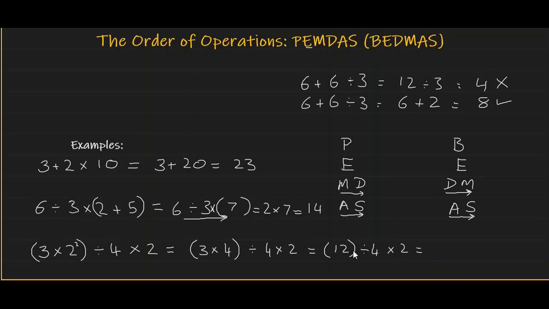Now here we have division and multiplication. So based on PEMDAS or BEDMAS, we would be looking at the order from left to right, as multiplication and division are in the same group. So here we would do division first and then multiplication, as division comes first. So 12 divided by 4 is 3, multiplied by 2, 3 times 2, 6.